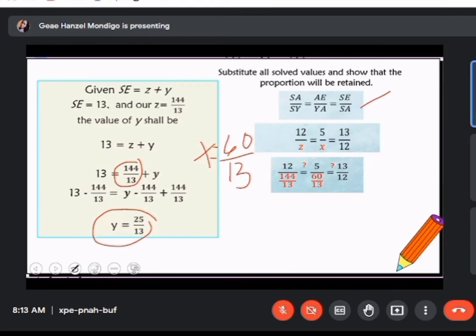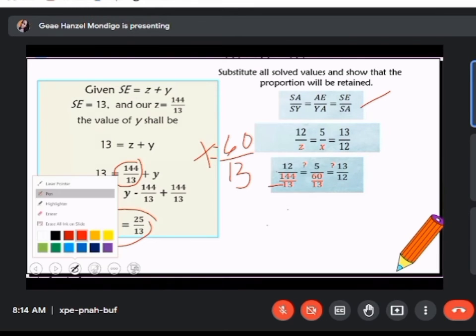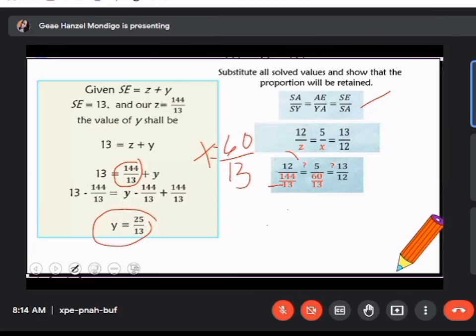So that we can check if it is correct. And here, we have SA, so according to the figure from earlier, we have 12 over z. So, substitute our z. We have 144 over 13. And then 5 over x. Our x is 60 over 13. And just copy 13 over 12. So, in here, we could simplify.